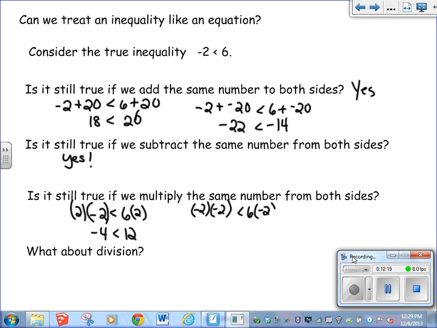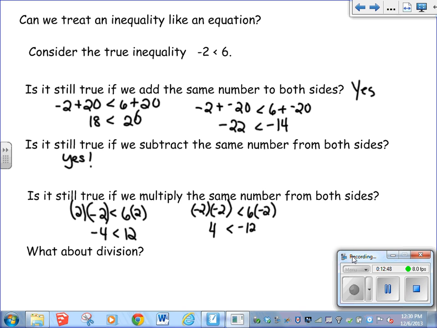And let's find out what Mikey's talking about. What's a negative 2 times a negative 2, Vaishu? 4. And what's a 6 times a negative 2, Michael? Negative 12. Is 4 less than negative 12? No. Problem. We have a problem. Yeah. You multiply both sides by a negative, the inequality is no longer true.